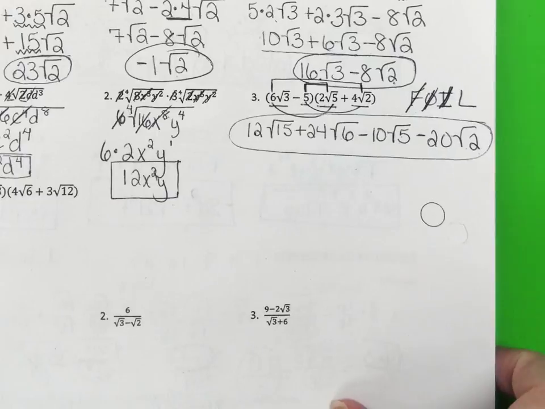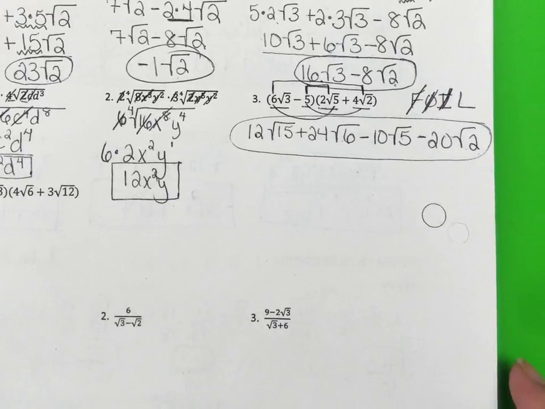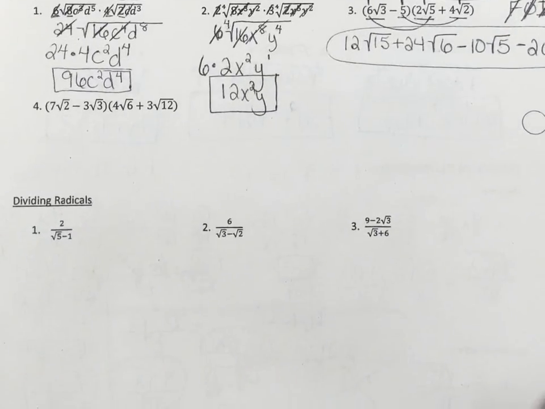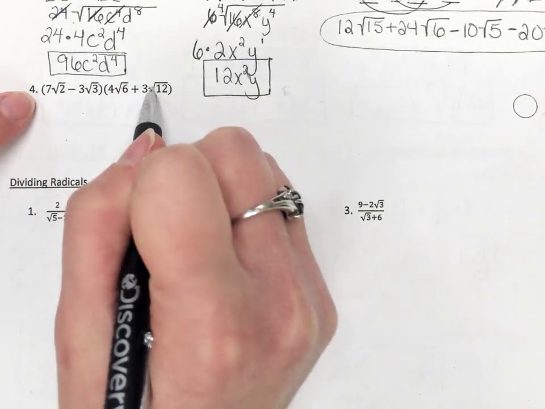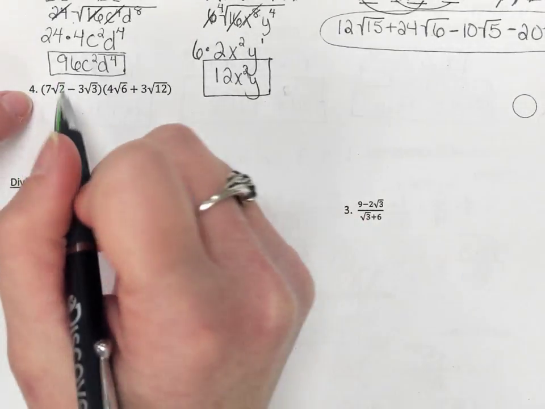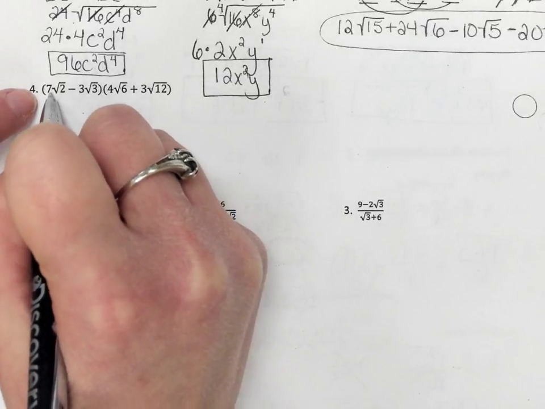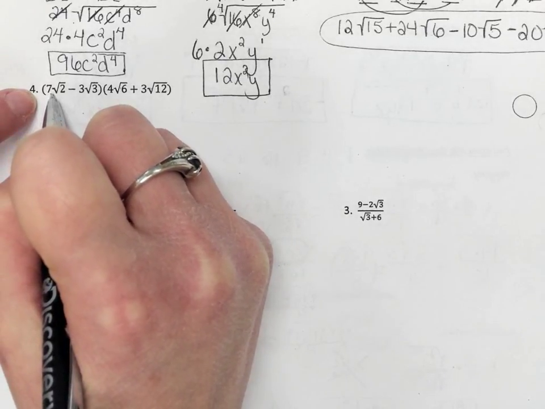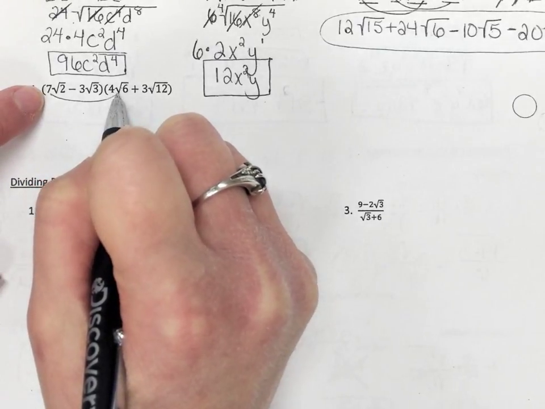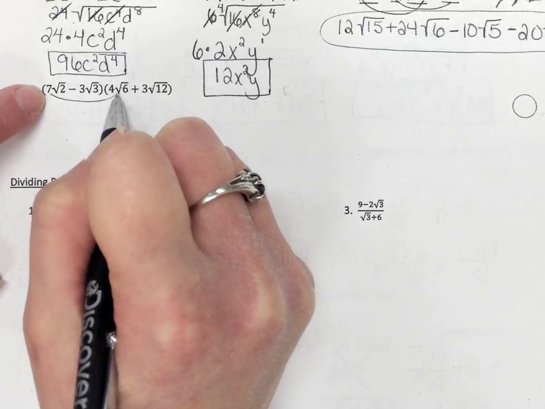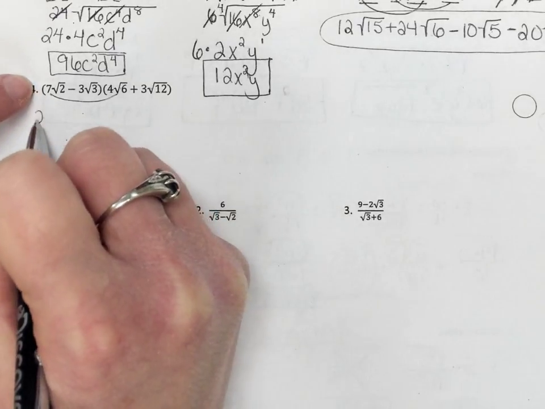I think number 4 might have one. We'll look at number 4, okay? All right, here we go. Number 4. All right, so how many terms do you have? 4. So you're going to do FOIL. What's your first? 7. 4. All right, so Leslie, what 2 numbers can I multiply here? 7. And that gives you 28.